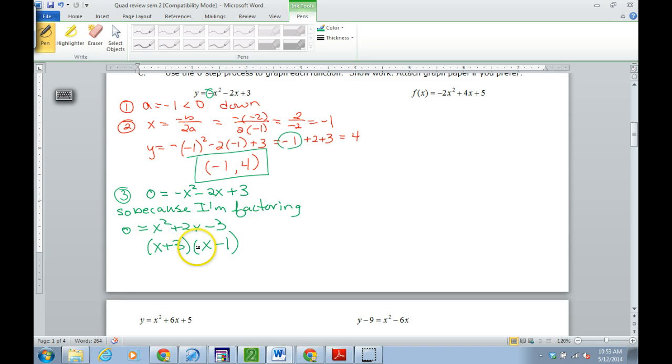So if I set both of those factors equal to 0, just like we did on the rational unit exam when we were looking for the vertical asymptotes, my x values are going to be negative 3 and 1. So that would be (-3, 0) as a point, and (1, 0) as a point.